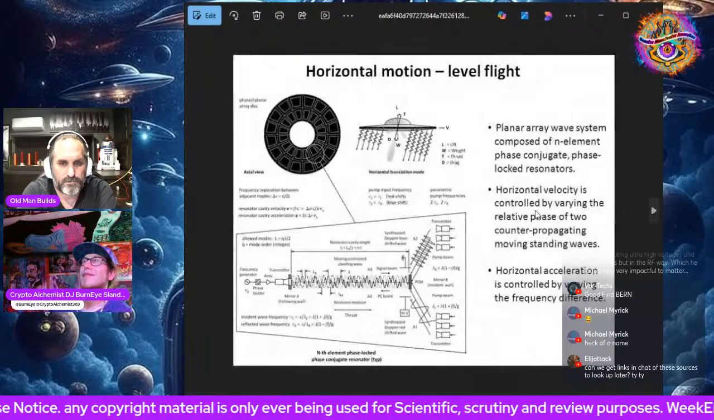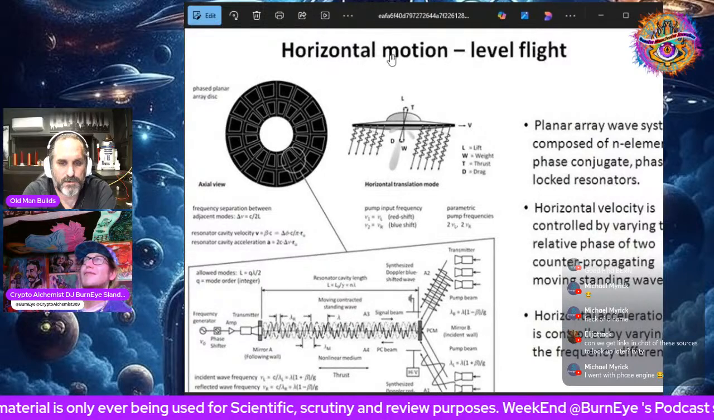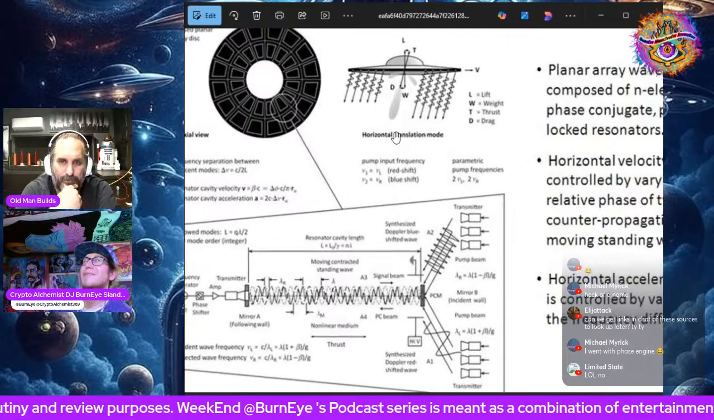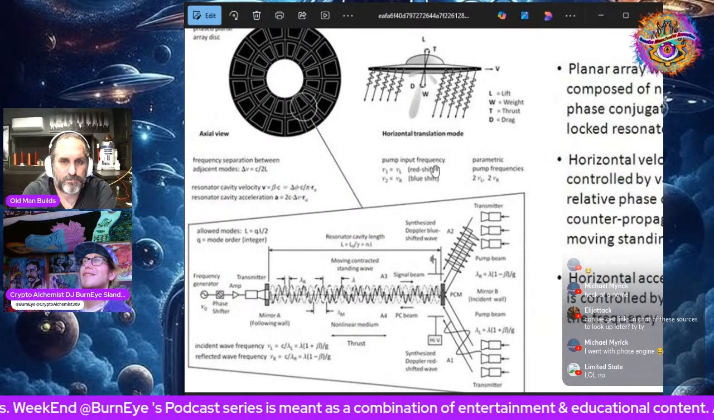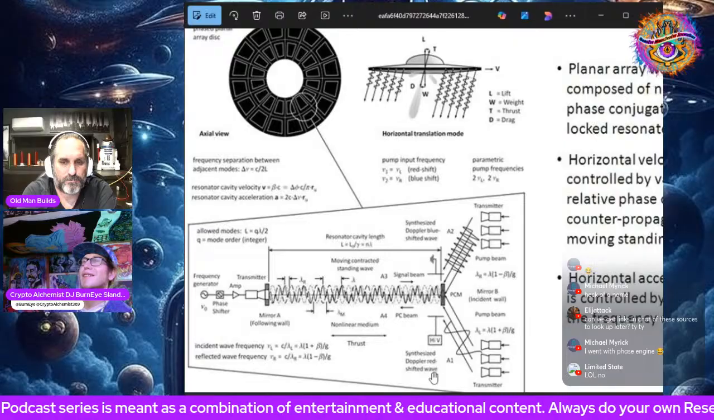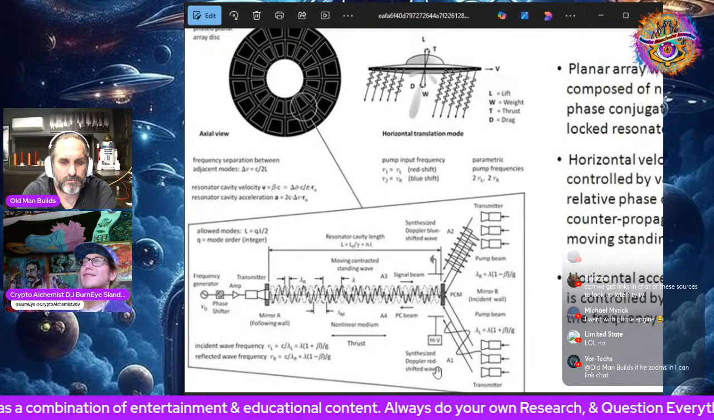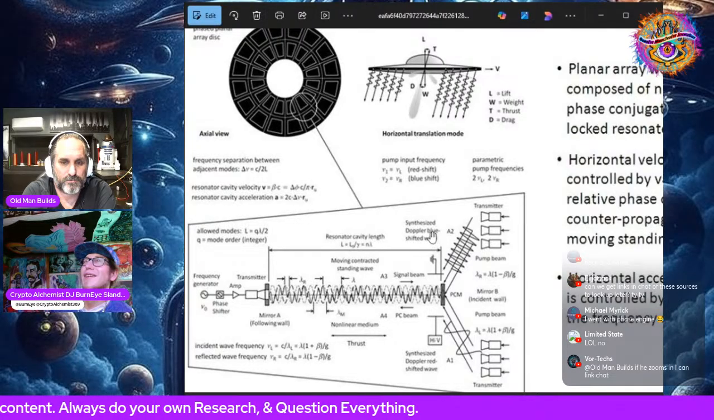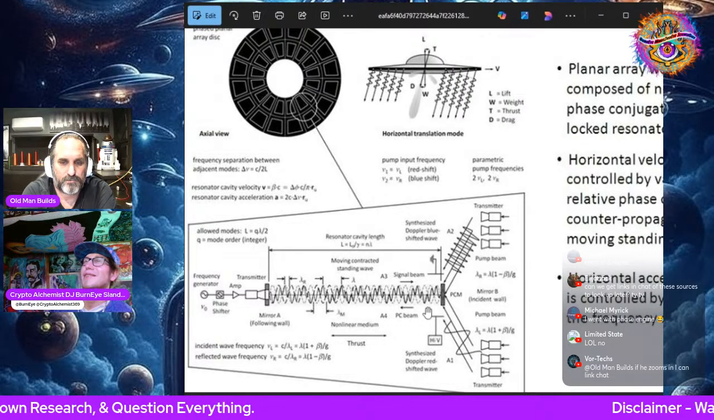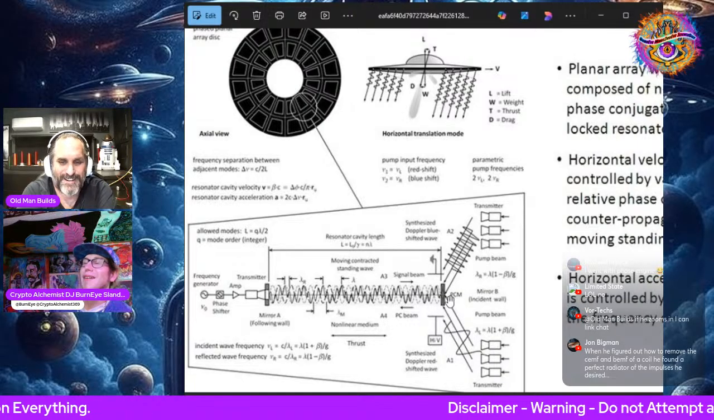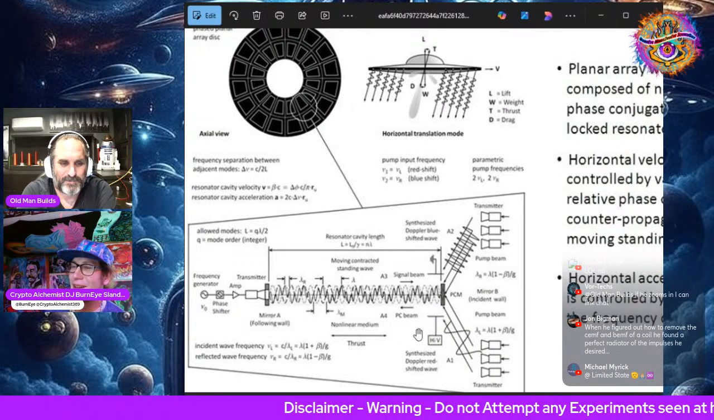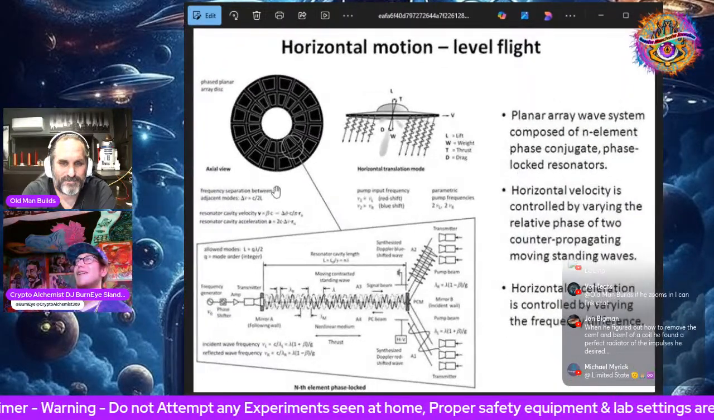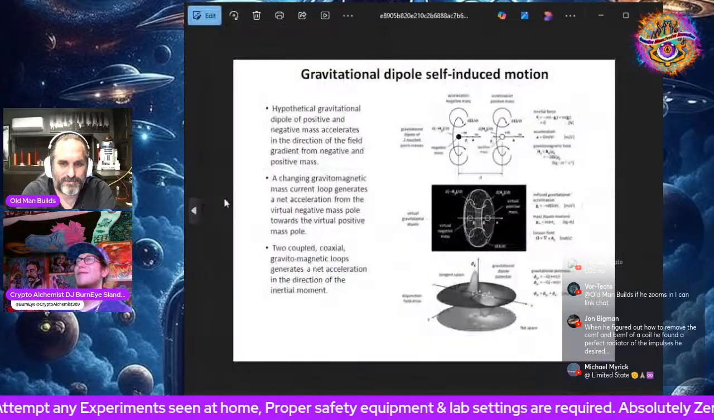This is very interesting. Horizontal motion, so level flight for a disc-shaped craft. Transmitters, synthesized Doppler redshift wave, pump beam, synthesized Doppler blue shift wave. See, always the red and the blue waves. Right? Why is that? Why do you have to have the blue and the red radiation splitting? I wonder if that has anything to do with what I've been rambling on about.